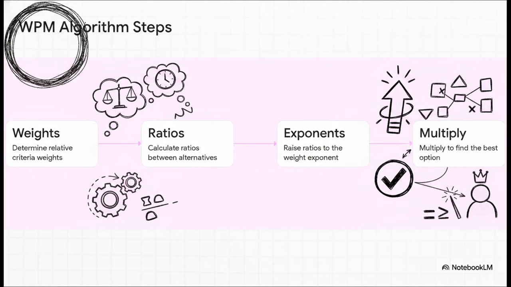First, you determine the relative weights of your criteria, meaning you know how important is cost versus speed to you. Second, you calculate the ratio between 2 alternatives for each individual criterion. Third, you raise those individual ratios to the exponent of that criterion's weight. And finally, you multiply all those resulting numbers together. And here is the magic rule. If that final product is greater than or equal to 1, the first alternative in your comparison is the mathematically superior choice. It is just a brilliant way of mathematically proving superiority.